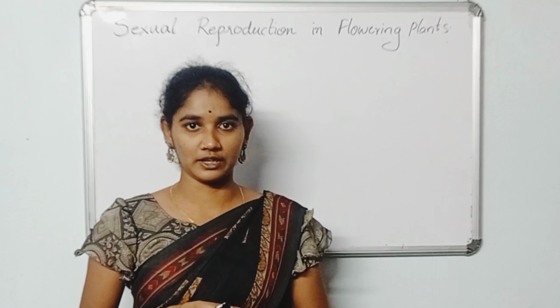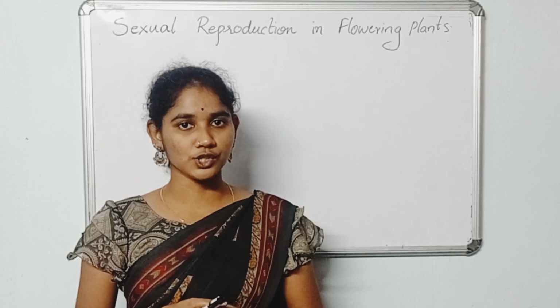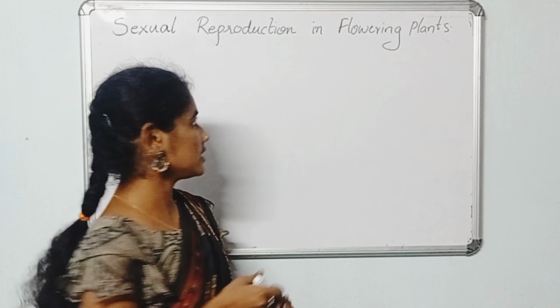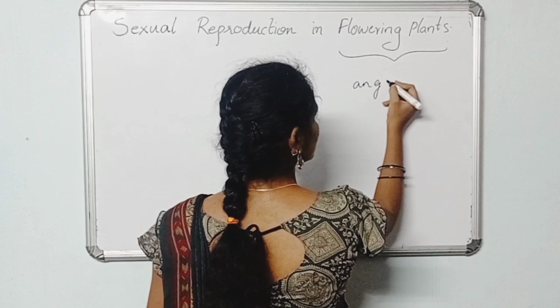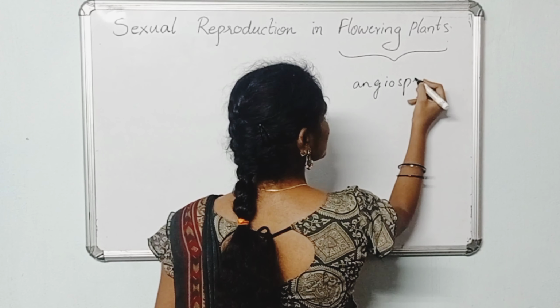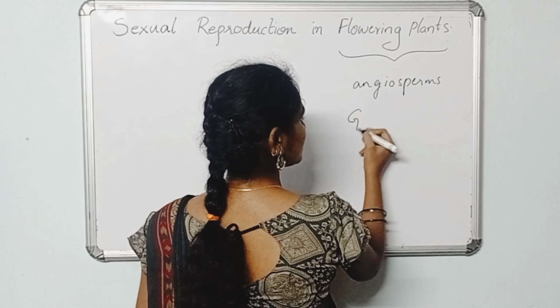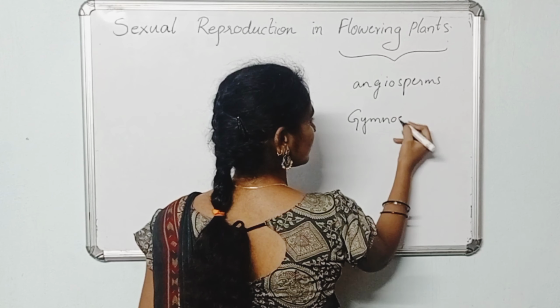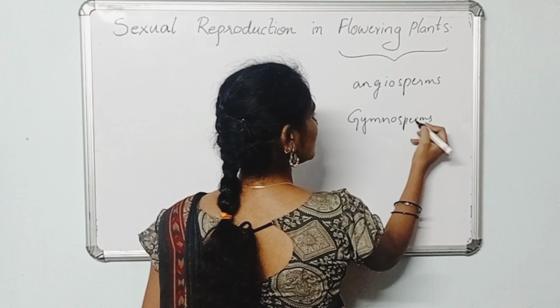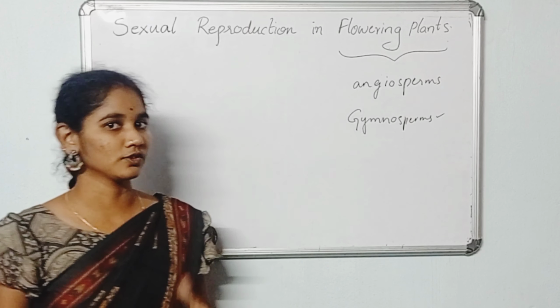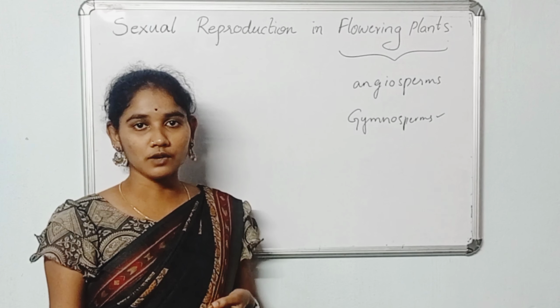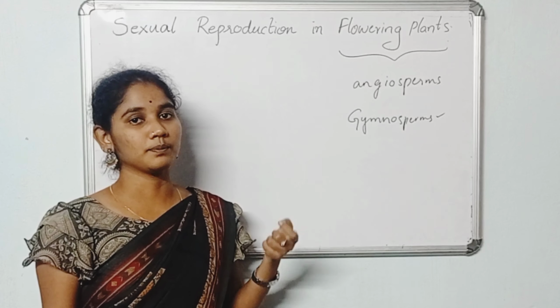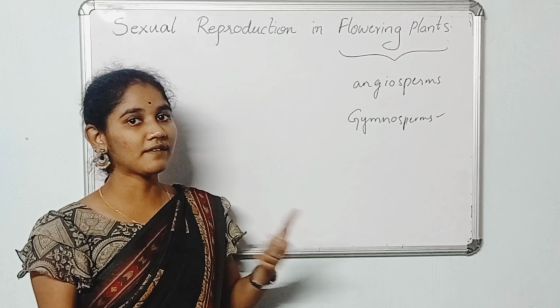What do we call the flowering plants? Flowering plants are also known as angiosperms. And non-flowering plants, we call them gymnosperms. This you will learn in your 11th or 12th biology, how the reproduction happens in gymnosperms. Now we are going to understand how reproduction happens in flowering plants.